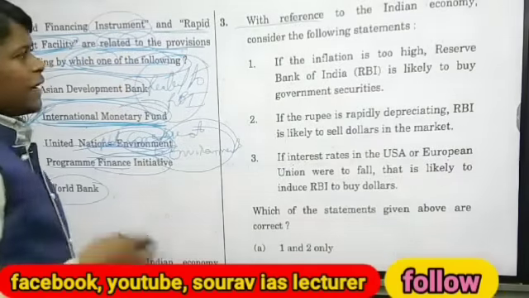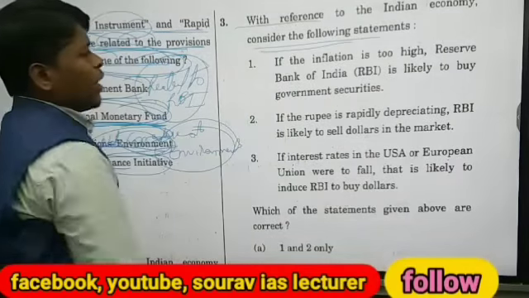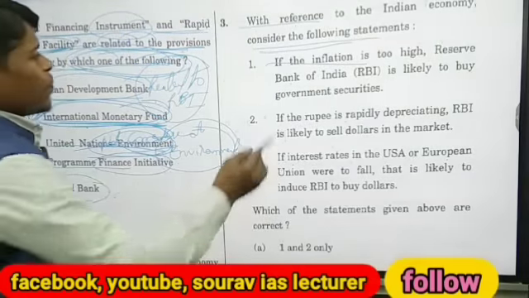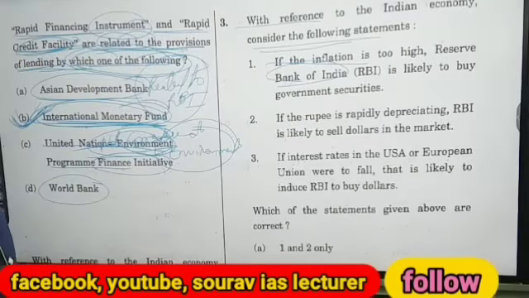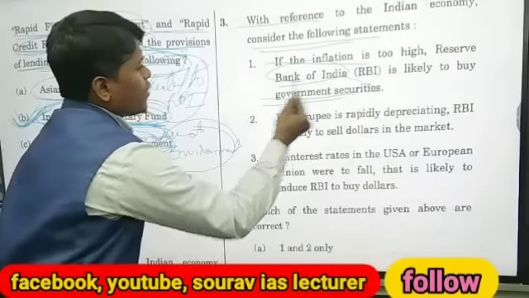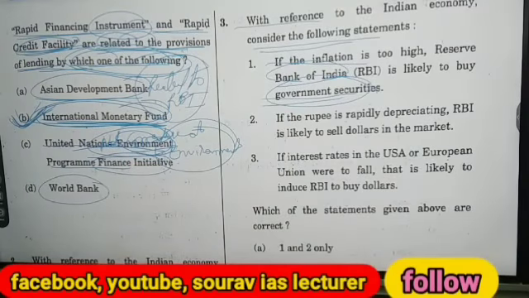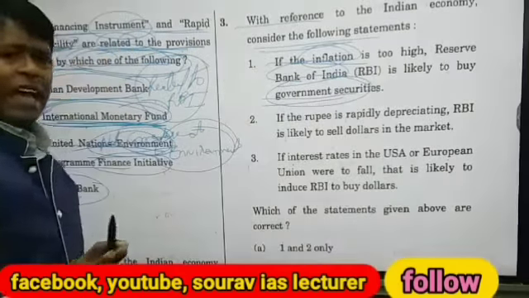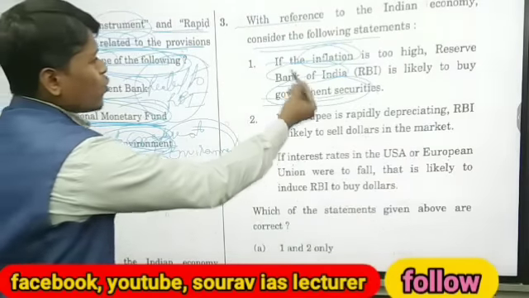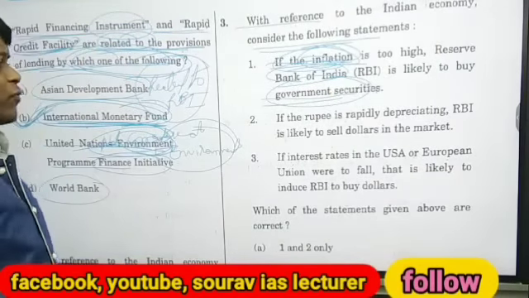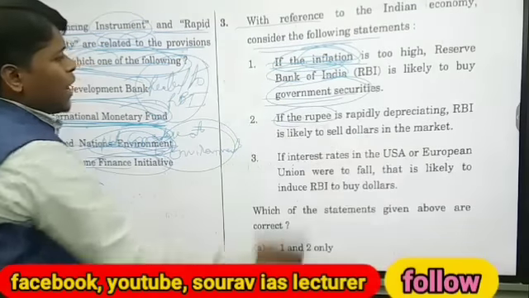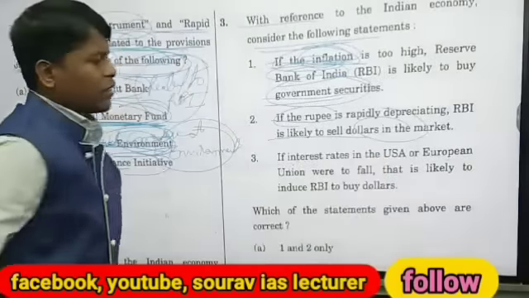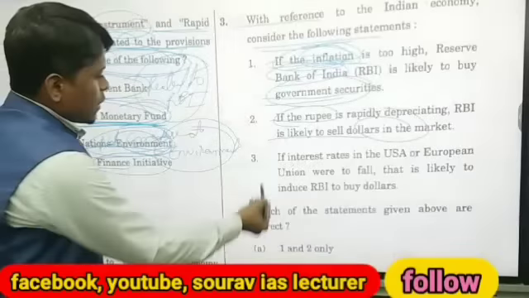With reference to the Indian economy, consider the following statements. One, if the inflation is too high, the Reserve Bank of India, RBI, is likely to buy government securities. This is RBI related, not inflation related. Two, if the rupee is rapidly depreciating, RBI is likely to sell dollars in the market.